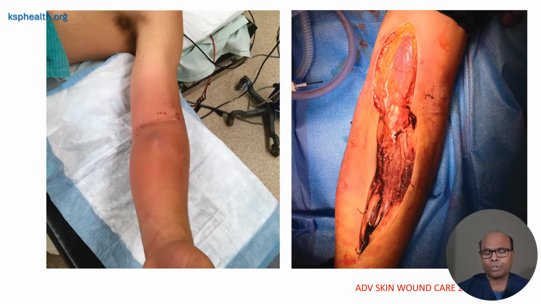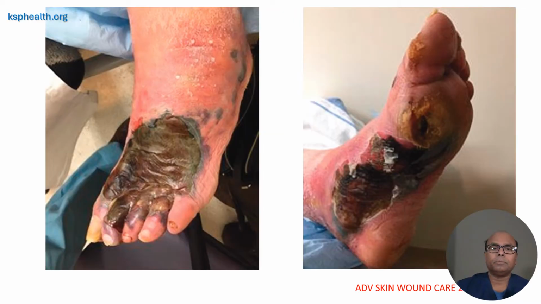This is how it looks clinically. Erythema, swelling, and there is no breach in the skin. This is a post-operative picture. They debrided the necrotic area and left it open. Sometimes you will have full-blown gangrene necessitating amputation.